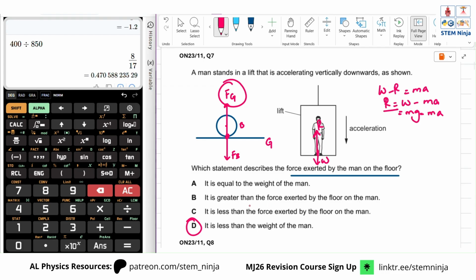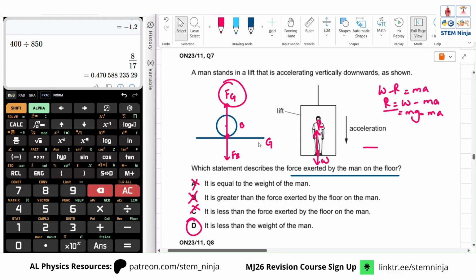It is equal to the force exerted by the floor on the mat. As we said, they're action-reaction pairs, so technically they would be the same magnitude. So these two would cancel out right away. It is equal to the weight of the man only in the case when the system is not accelerating.